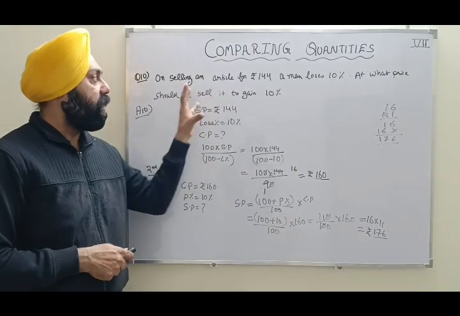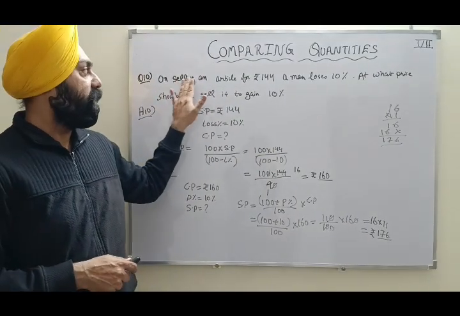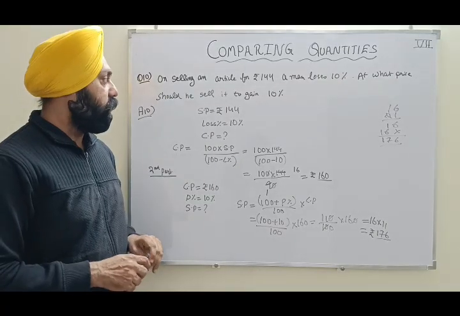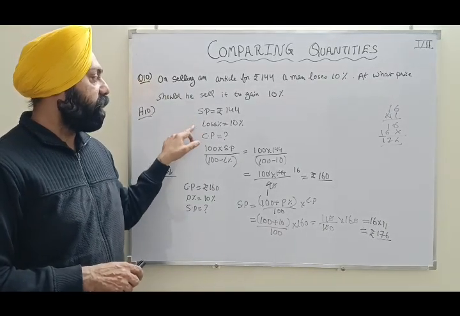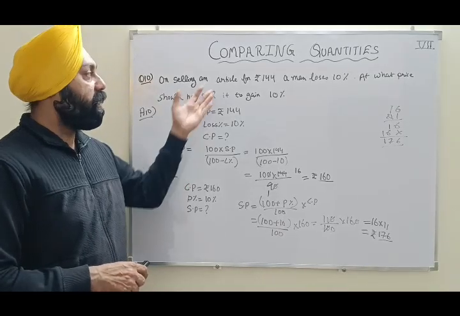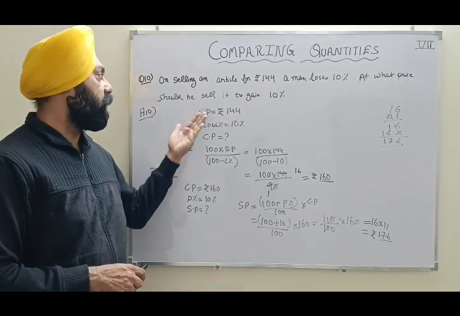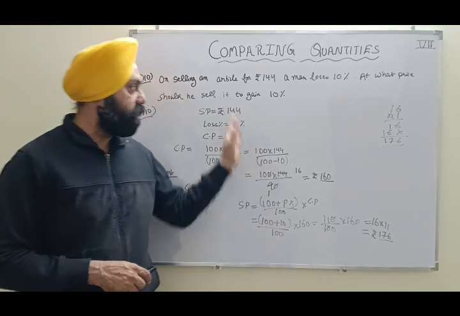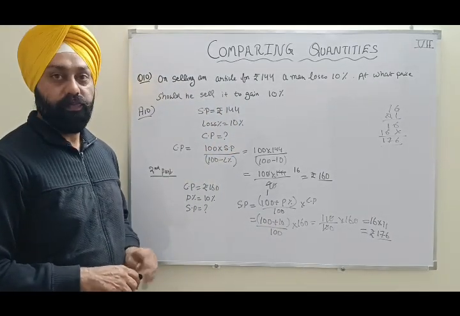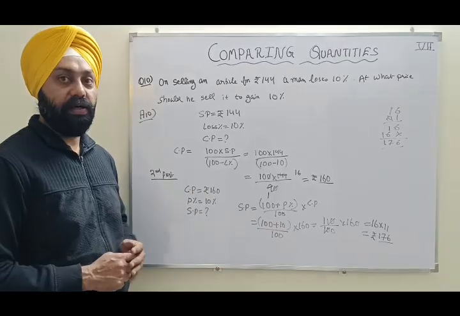So the main crux of this question is, whenever this sort of question is given, we will find the missing value. Means SP was given, loss percent was given, we found the missing value, that is cost price, by using the formula. And after that we will use the same cost price to find the selling price by using the other dimensions which are given in this. So I hope you have understood this question. It is an important and easy question also.